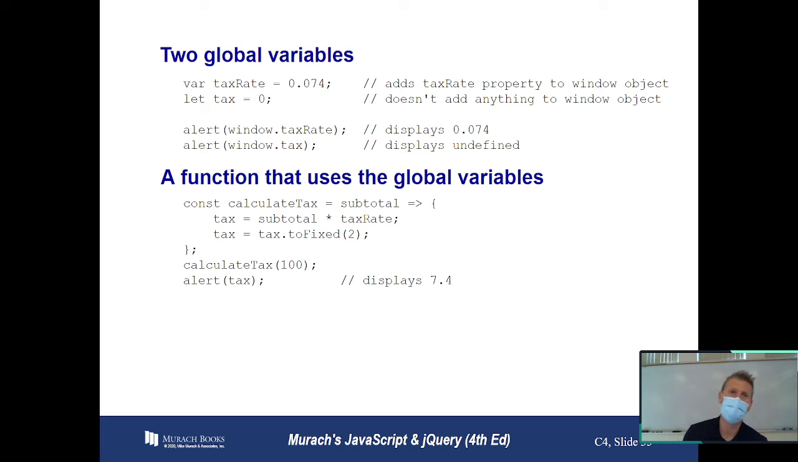This slide right here goes into a little bit of detail why let is preferable over var. Remember, early on we learned that you can declare a variable with var or with let, and we said that let's preferable. If you use var, that variable's scope actually attaches that variable to the window object, whereas if you use let, it does not.